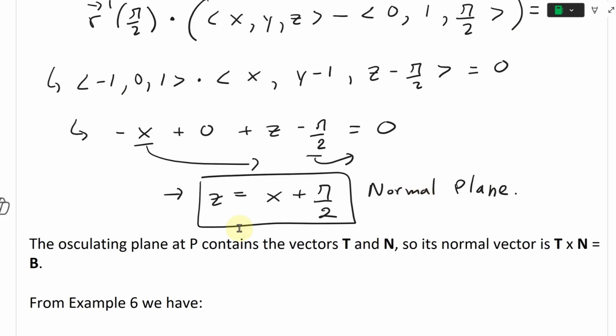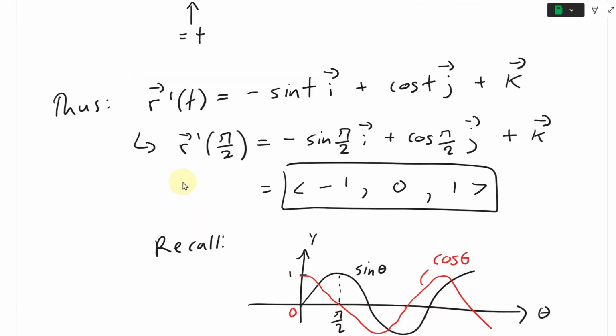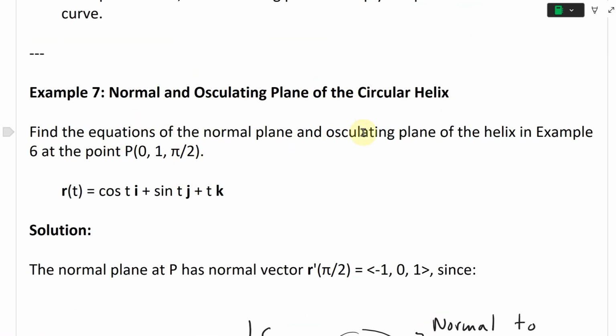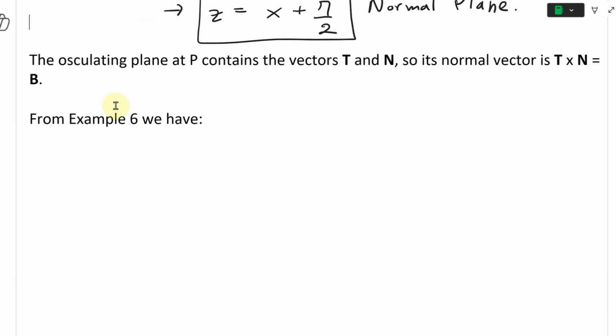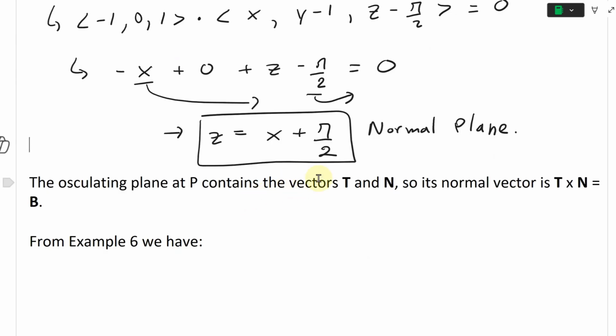All right, so now we got the normal plane. The next step is we have to find the osculating plane. Again, we're asked to find the normal and osculating plane of the helix in example 6. So going further, the osculating plane at P contains vectors t and n. It's kissing the surface, touching it, so it's going to be tangent. It's basically all the points that contain t and n. So its normal vector is the cross product t cross n, which equals b. In other words, that's the binormal vector.